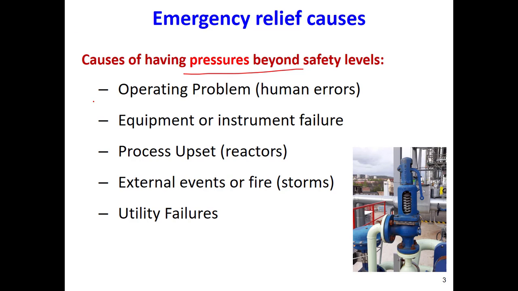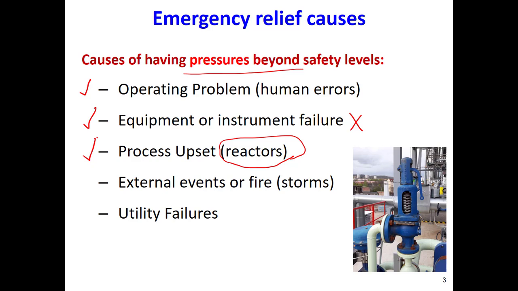There might be some operation problem, let's say human error, or one of the equipment or instruments fails, let's say the instrument that adjusts the pressure or the flow rate, the valve, the pressure meter, they might fail. There might be a process upset. Let's say in a reactor we have an uncontrolled reaction. The temperature will increase and at the same time pressure will also increase. So this is called the process upset. So this can also increase the pressure in the reactor.